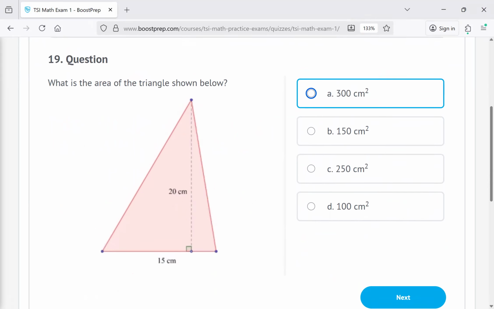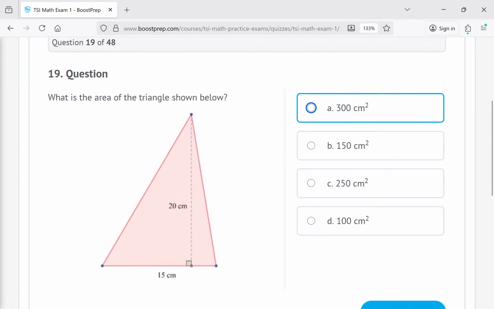Okay, this one: what is the area of the triangle shown below? So we're dealing with triangles. This 15 centimeters goes all the way to the bottom. It doesn't stop here, it actually goes all the way. And then the 20 is like your height.